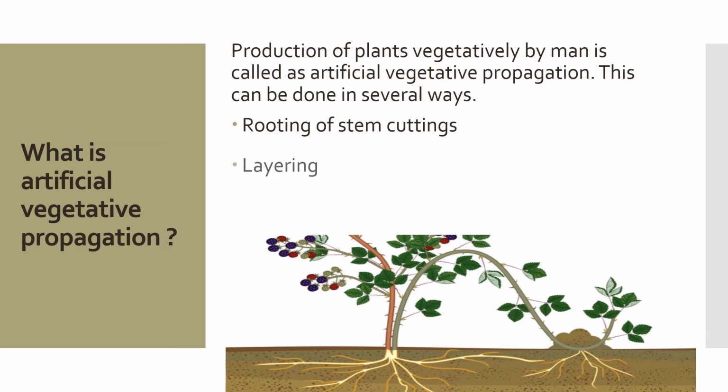And another method is layering and also grafting, and one advanced technology we are using in artificial vegetative propagation is tissue culture. So in this lesson, I'm going to discuss with you all these four types of artificial vegetative propagation.